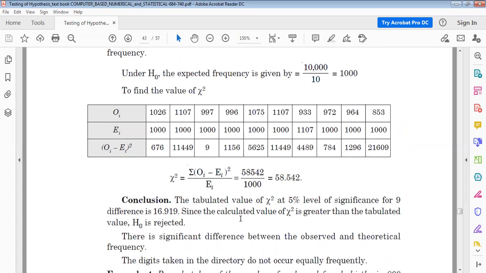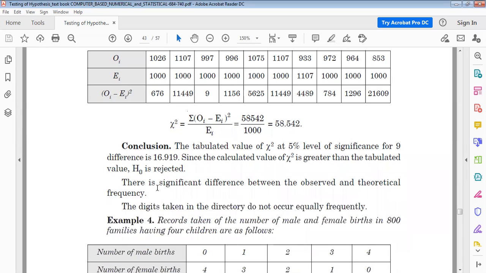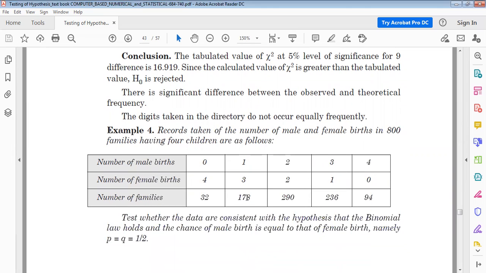Please tell. Rejected, because it is much greater than the table value. So there is a significant difference between observed and theoretical frequencies. So the digits taken in the directory do not occur equally frequently. Okay, digit.